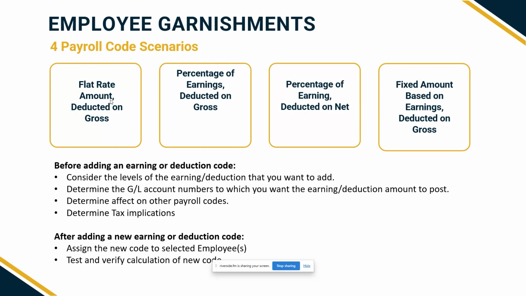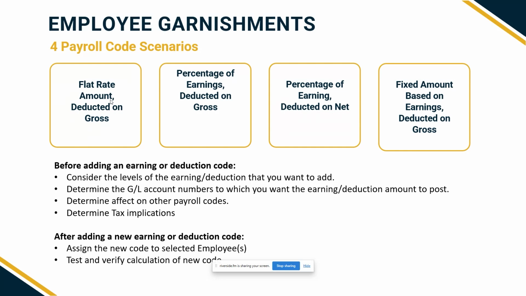Then we're going to look at a third type of garnishment, which is rare, but I do have requests for it, and that is a garnishment, either a percentage or flat, that is deducted on net. And then our last one is a fixed amount based on earnings, an earning wage bracket, that is also going to be on gross.